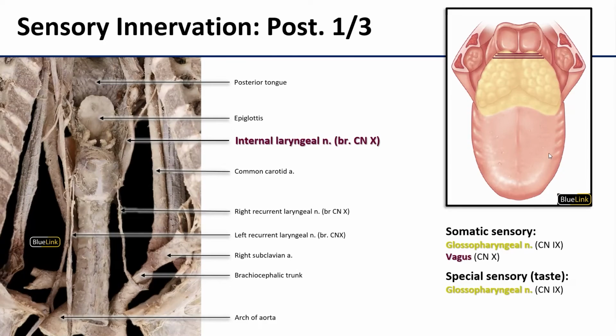The specific branch of vagus involved here is the internal laryngeal nerve, and that is a branch of the superior laryngeal. So we can find the superior laryngeal coming down right here. And that is going to pierce through the thyrohyoid membrane and enter into the larynx to become the internal laryngeal nerve. So this will be sending off some fibers up this way to innervate that posterior-most aspect of the tongue.